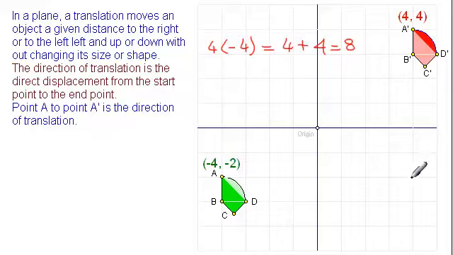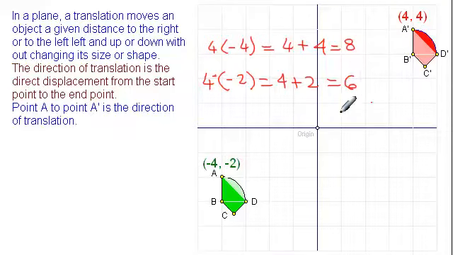If the grid lines are not there, we can count it. Likewise, we can count the vertical displacement. Again, the greater ordinate value or the y value of the 2 points in here is 4. So I will take away -2 from 4. So that will give me 4 plus 2, which gives me 6 again. So we can do that.